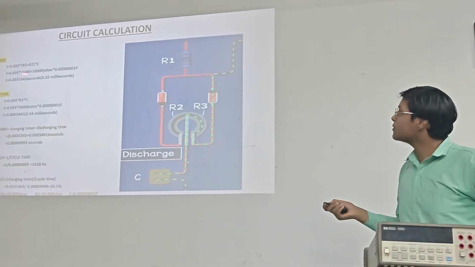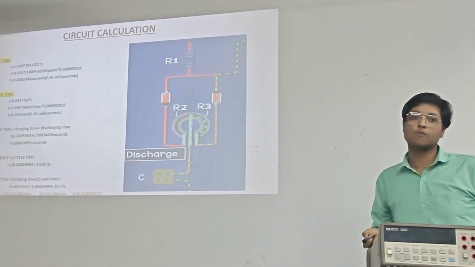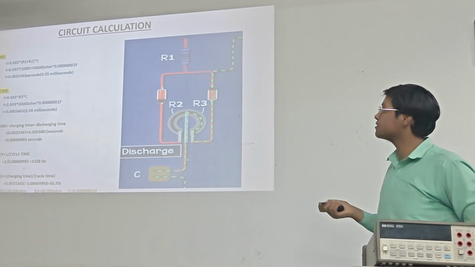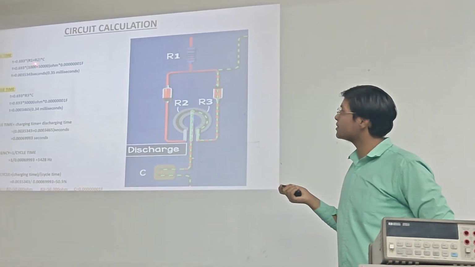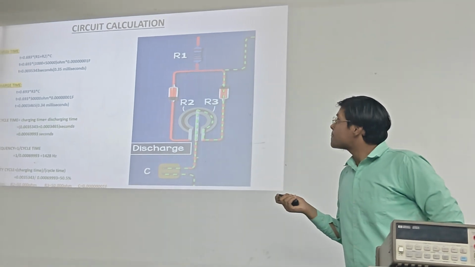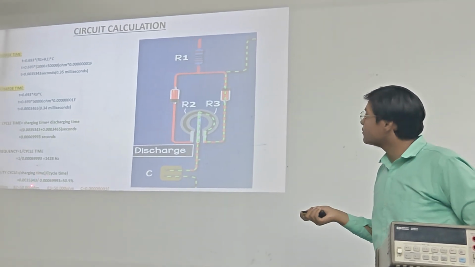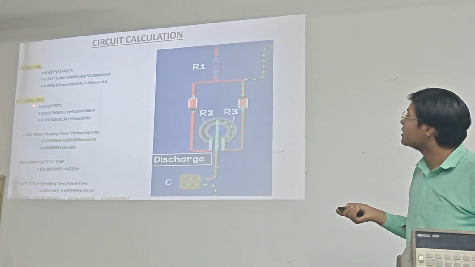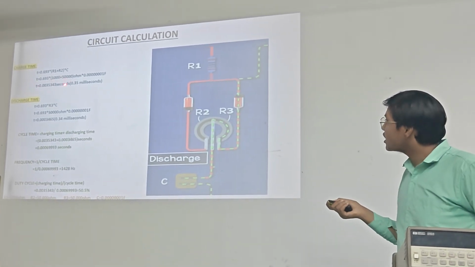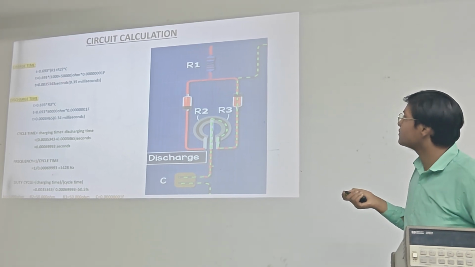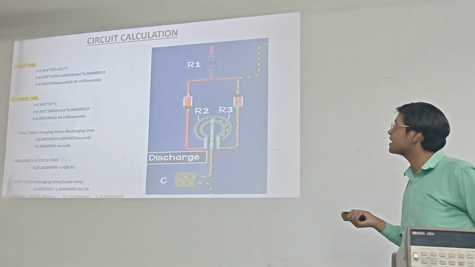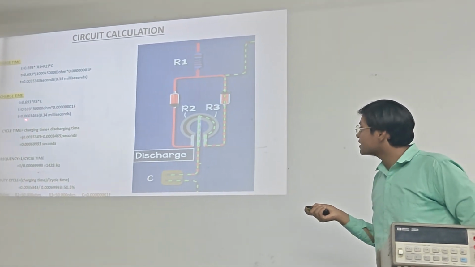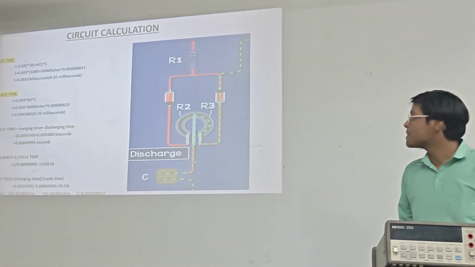And this formula came from V equals V naught (1 minus e to the power minus T by RC), but we haven't mentioned it here because that's not our part of discussion. We have basically used the values of R2 from here and R1 from here, and you can see that our charging time comes to 0.35 millisecond. Similarly, for discharging time, we have calculated 0.34 millisecond.